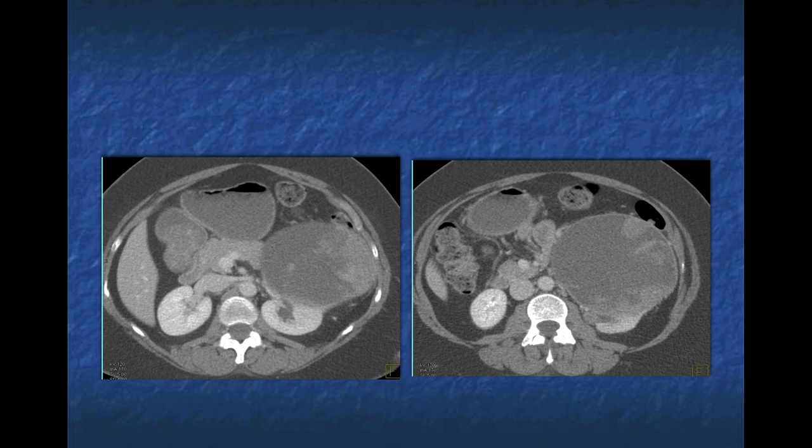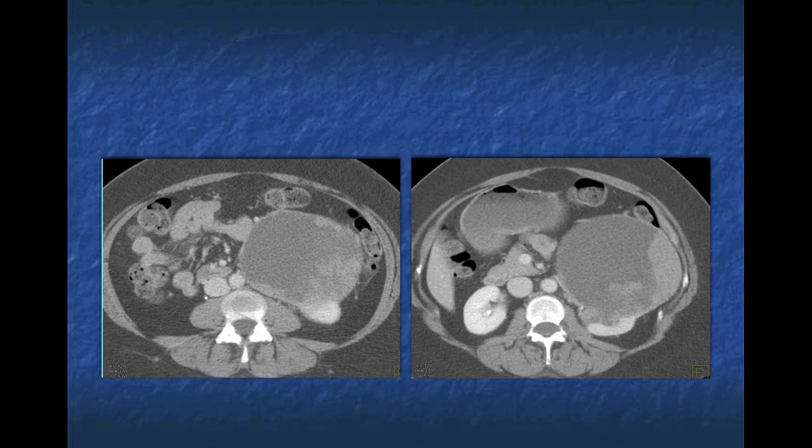It's a big cystic lesion with solid components. You don't have the septations of the prior case. You have more solid component. But then I said, okay, that's a good thought, but that's not the answer. Well, what else could it be?